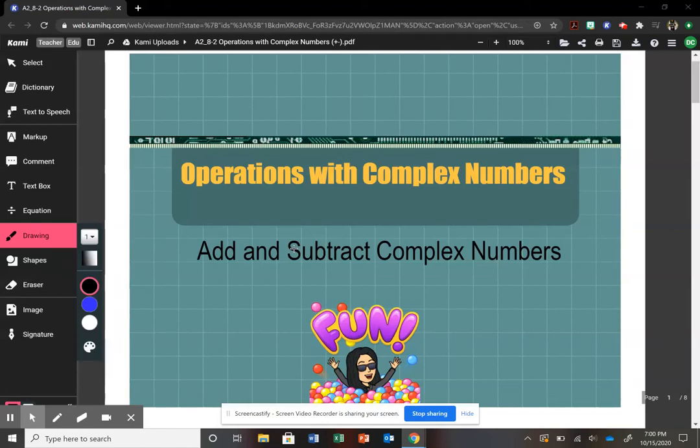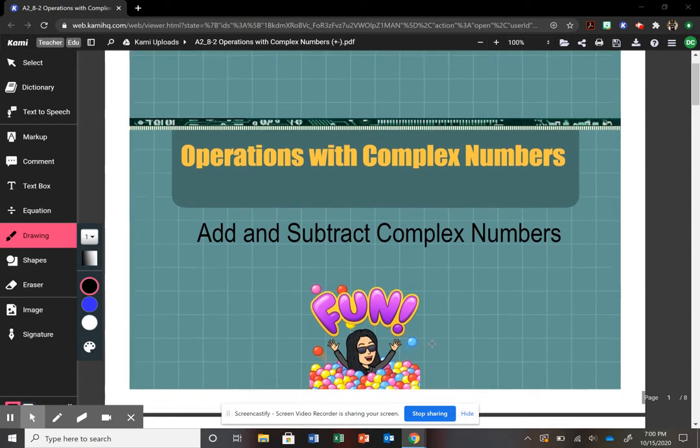Hello, welcome back. All right, today we're going to be going over operations with complex numbers. So, yesterday we went over the imaginary unit i. Today we are going to add and subtract complex numbers. Yay!